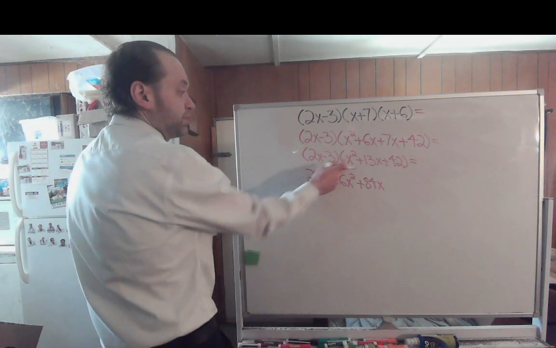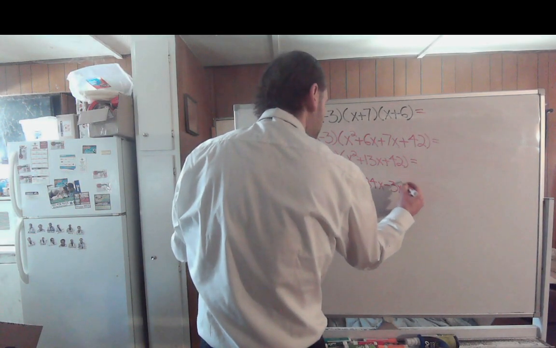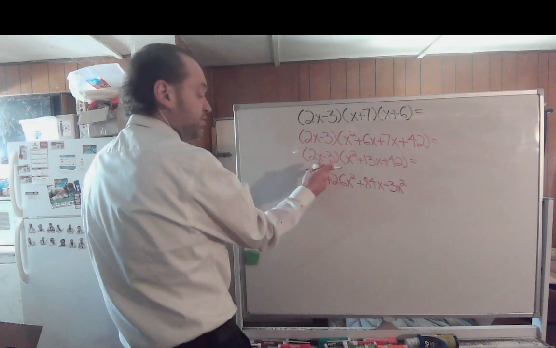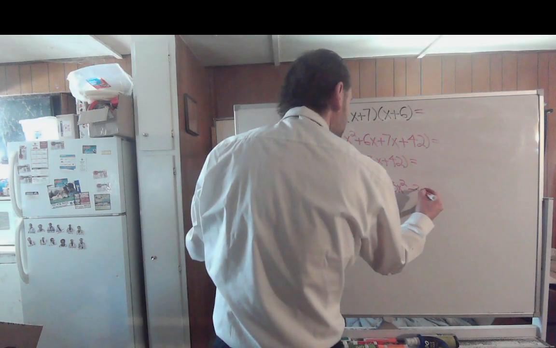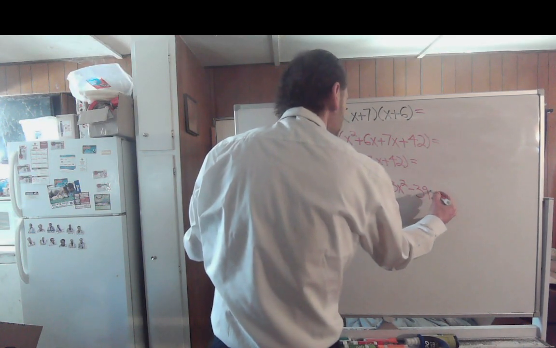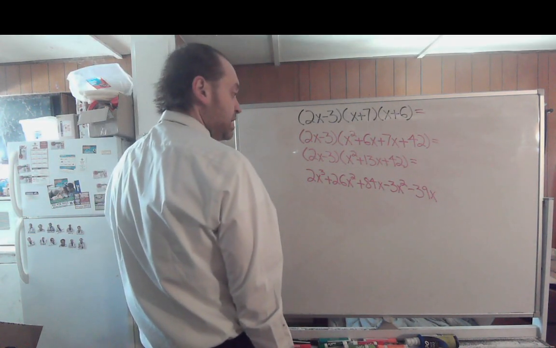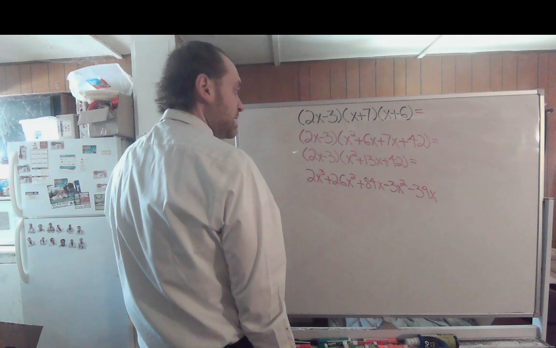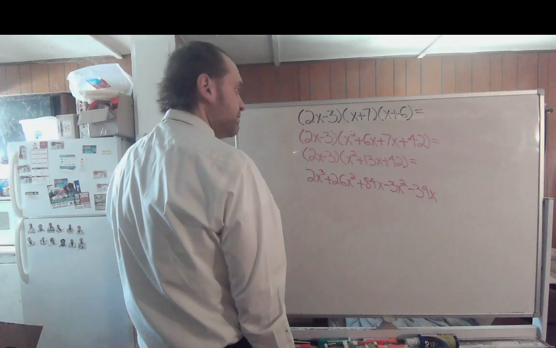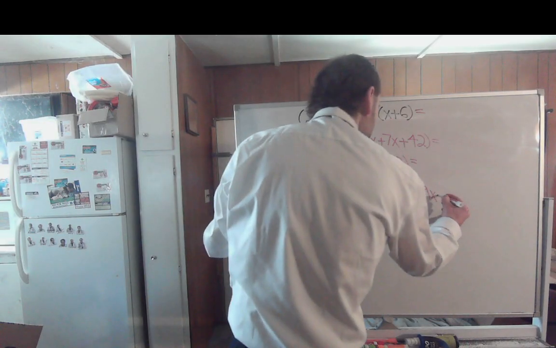Now, negative 3 times x squared, that'd be minus 3x squared. Then you have negative 3 times 13x, that'd be minus 39x. Then you have negative 3 times 42. So let's see, 84, 126. So that'd be minus 126.